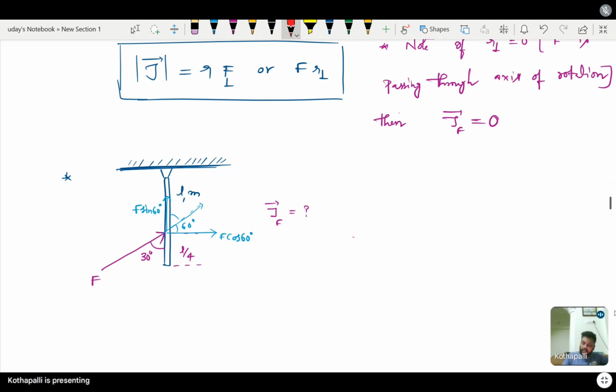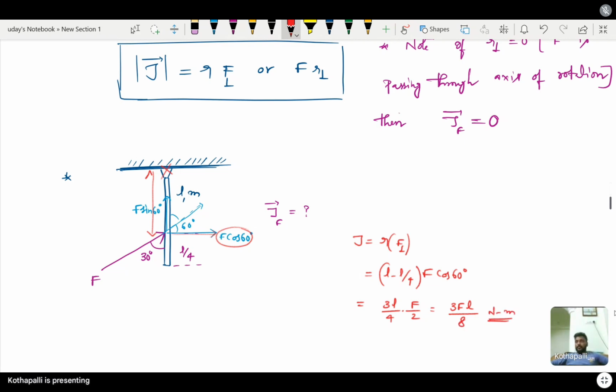Now if I apply the formula, torque is equal to r into F perpendicular. Perpendicular means which component of the force is perpendicular to the position vector? This is the axis of rotation, because the rod can rotate about this point, and this is the position vector. For the position vector, the perpendicular component of force is this one only. So r is L minus L by 4, into F cos 60. What is the answer? 3L by 4 into F by 2, which is 3FL by 8 newton meters.